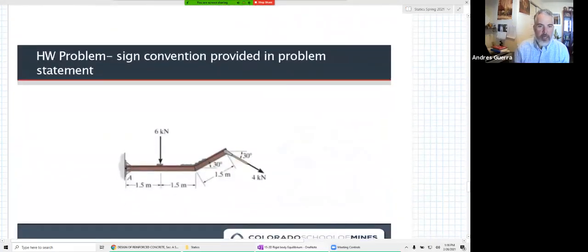Another homework problem here. In this one, the sign convention is provided in the problem statement. So make sure you follow that so that you don't use a negative when you should have used a positive, or vice versa. In this one at A, this is a fixed support. And they're asking us to find what are the reactions at that fixed support.